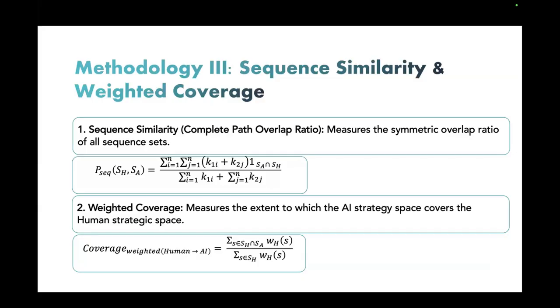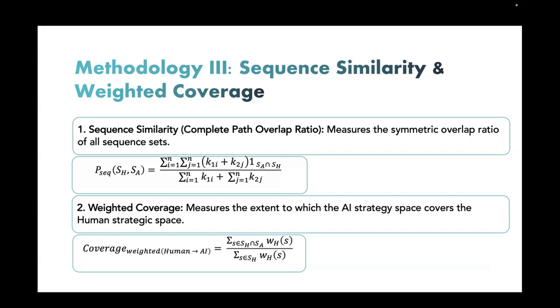First is sequence similarity. It measures the exact overlap of complete move sequences from the root to the end of the path in both trees. However, it has a crucial limitation. It only checks if a path overlaps, but it does not account for the frequency with which the path was chosen.